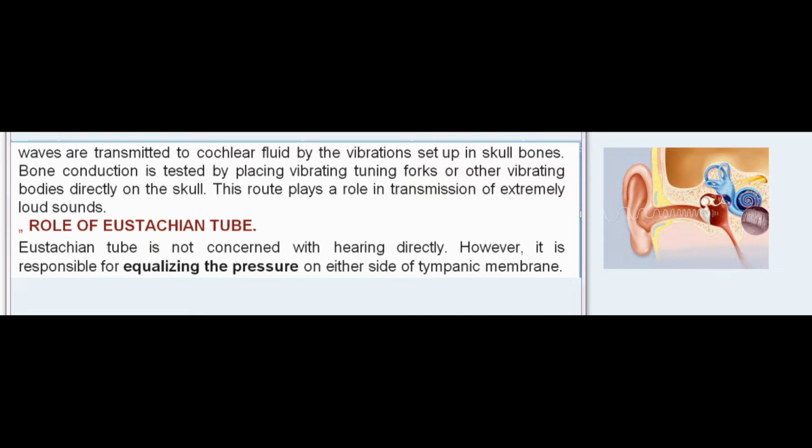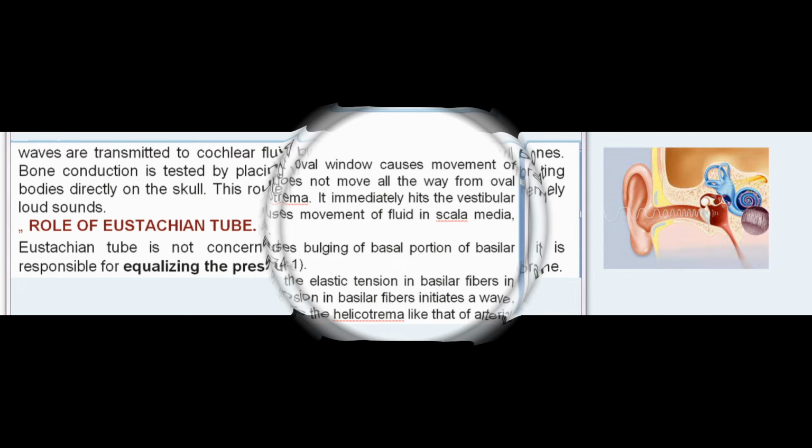Role of eustachian tube. Eustachian tube is not concerned with hearing directly. However, it is responsible for equalizing the pressure on either side of tympanic membrane.